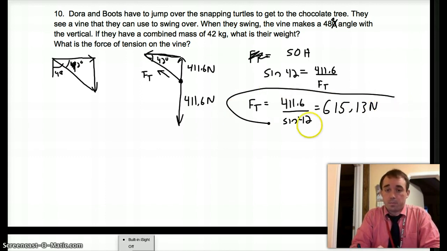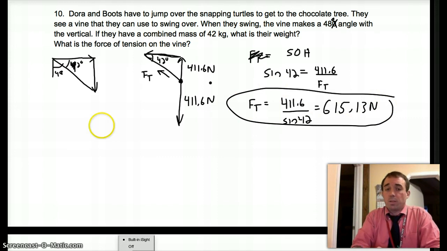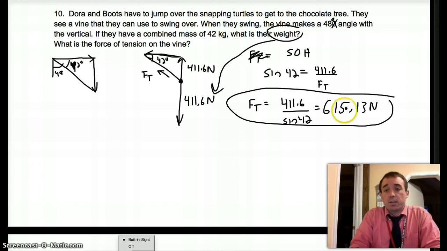And there we go. So it's again very similar to problem 9, sort of using sine and cosine in an opposite way, or really just sine. Their weight, by the way, we answered when we did 42 times 9.8, and the tension 615.13 at 42 degrees. All right. Hopefully that helps. I'll try to finish up the next couple in the next screencast.